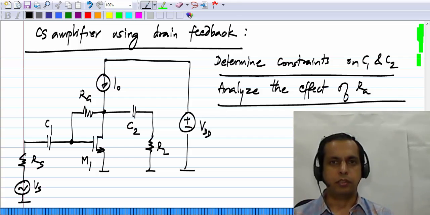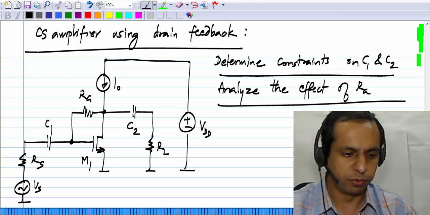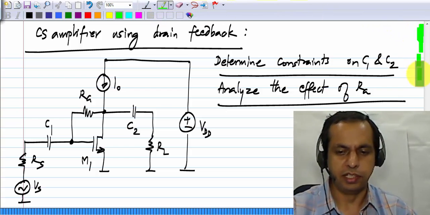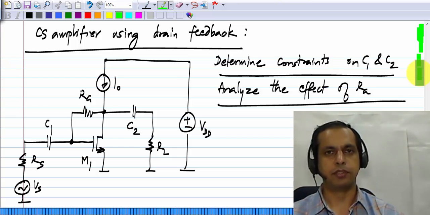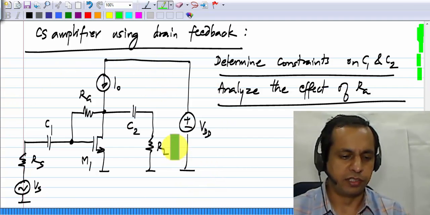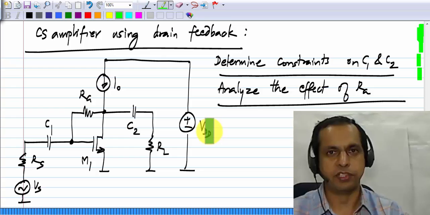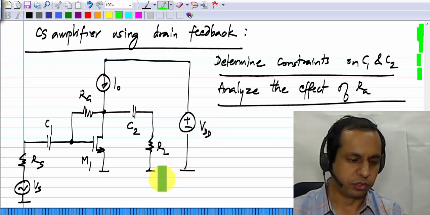We now have the common source amplifier using drain feedback, and we have to analyze it properly to see the effect of extra components in the circuit such as RG, and also we have to find the correct constraints on the capacitor values. Okay. So this is the circuit you have, and you can think of it as if you are shown the circuit for the first time. You do know how to analyze circuits, including MOS transistor circuits, and you are shown this for the first time.